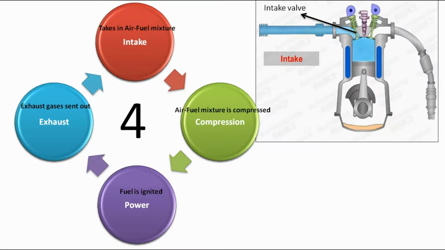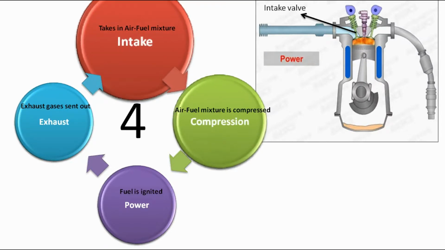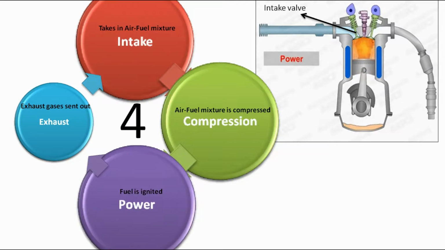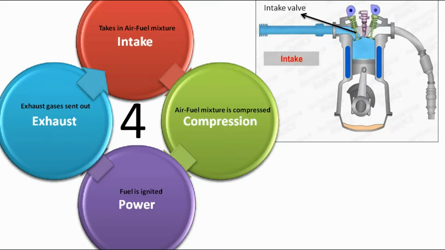Intake, compression, power and exhaust are four basic processes in any engine. Intake: air and fuel is taken in. Compression: air-fuel mixture is compressed. Power: air-fuel mixture is ignited, then pressure of expanding gases pushes the piston down. Exhaust: after combustion, exhaust gases are pushed out.